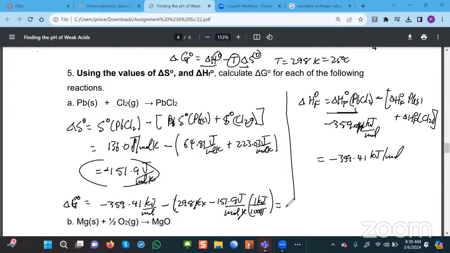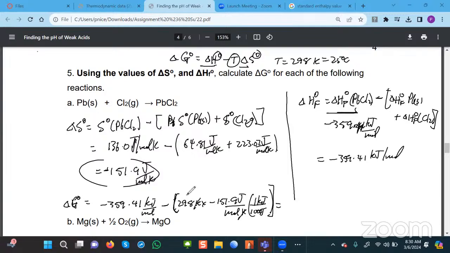And that is what we need to work out to get the final answer. So it's 151.9 divided by 1,000. And then I'm going to put a minus sign in front of that and multiply by 298. And then I'm going to subtract that from minus 359.1.